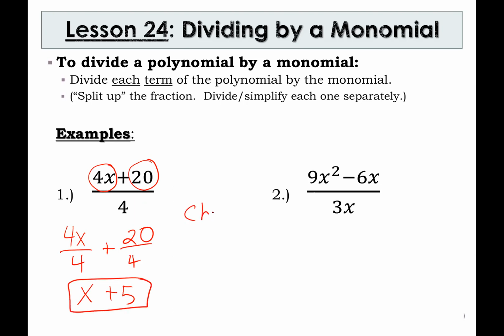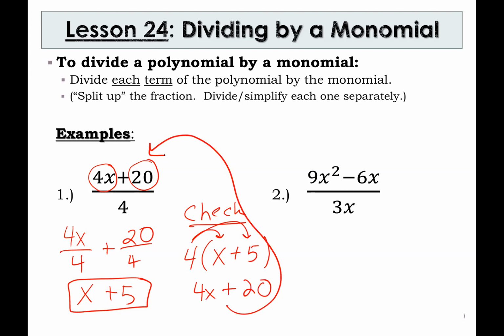And you can even do a little check. I can check a division problem by multiplying, right? What I just divided by is 4. So what happens if I take that 4 and distribute it or multiply it by x plus 5? Watch this. 4 times x, 4x. 4 times 5, 20. So see how we're back where we started? I'm not going to do this check every time. In fact, usually I won't. But I do want you to see the connection there. So we divided each term by 4, which is sort of the opposite of multiplying each term by 4.